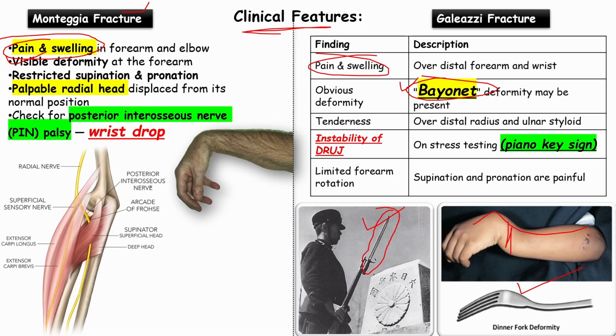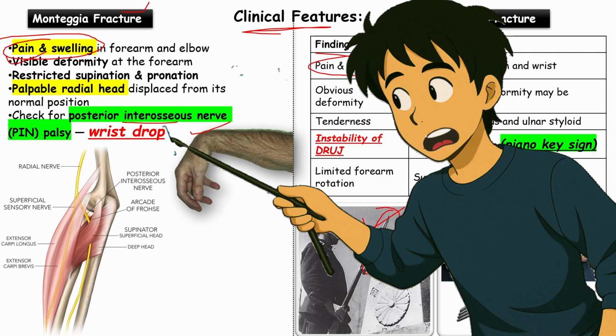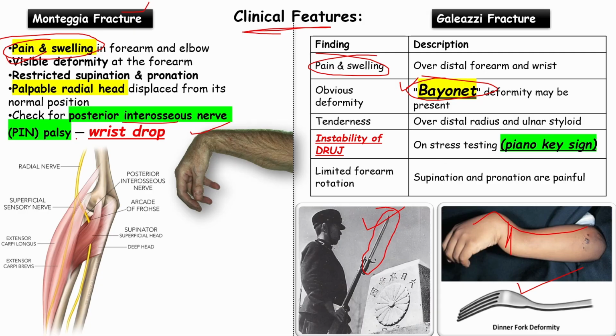There is only a fracture of the distal radius, more distal than the Galeazzi fracture. And on this side we also have the posterior interosseous nerve palsy, that is the nerve coming from the radial nerve. So if there is any damage to this part of the nerve, it causes wrist drop. So that's basic first year.